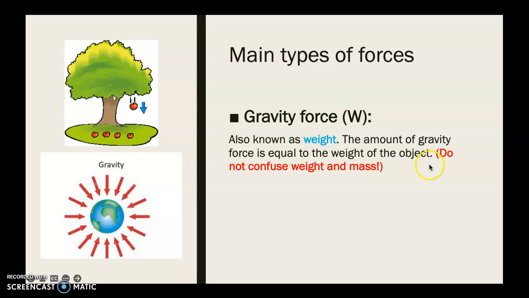Don't forget, we do not want to confuse weight and mass. Weight is the force. Mass is how much material makes up that particular object. So weight and mass are different things.